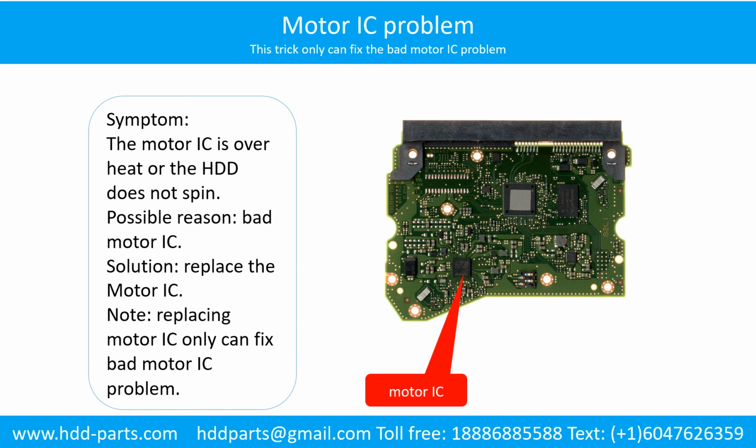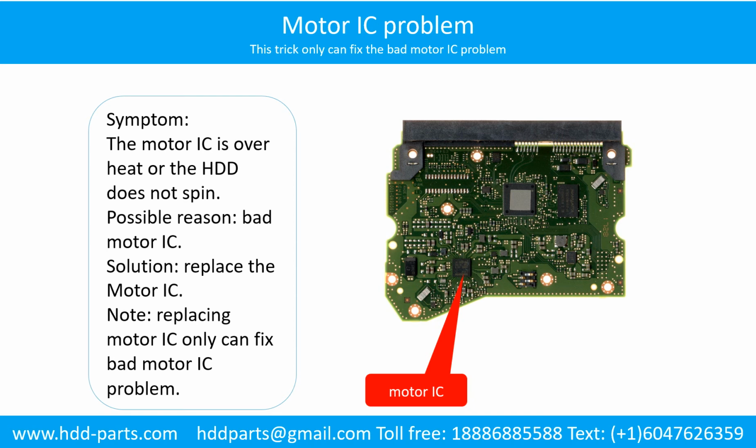Motor contacts lose problem. Symptom: the motor can spin but cannot reach its full speed. Cause: loose motor contacts. Solution: resolder, replace the loose contacts or replace the PCB.